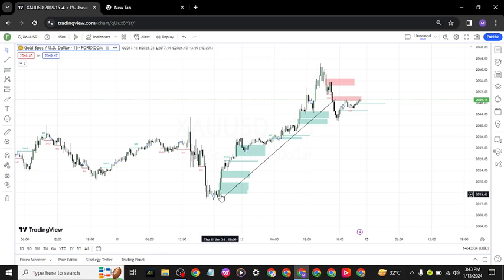Watch here, it created a fair value gap here, one. Come here again, created another fair value gap. Came here, went up again, created another fair value gap. Consolidated to the upside, created another fair value gap, another fair value gap here. I don't know if you're getting me. So that is just how the markets move.